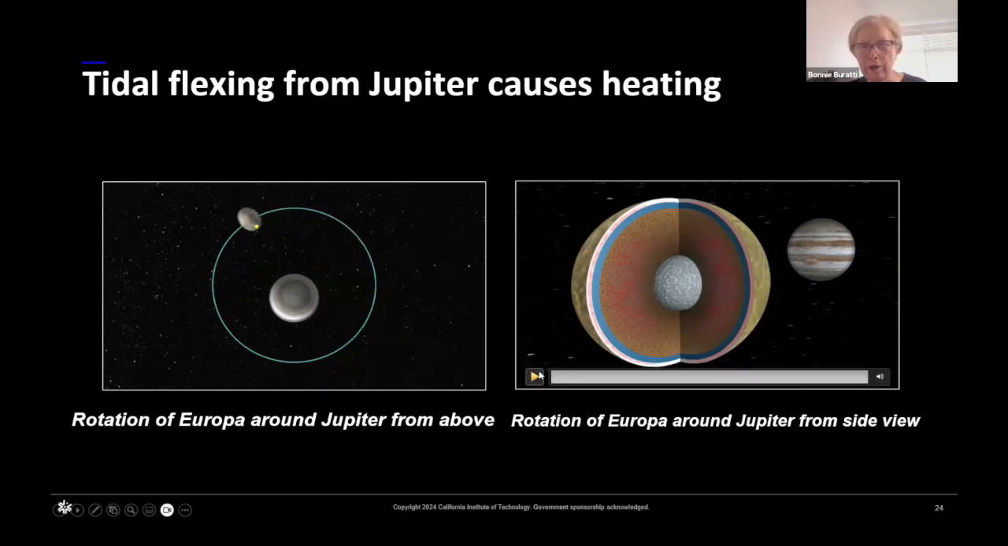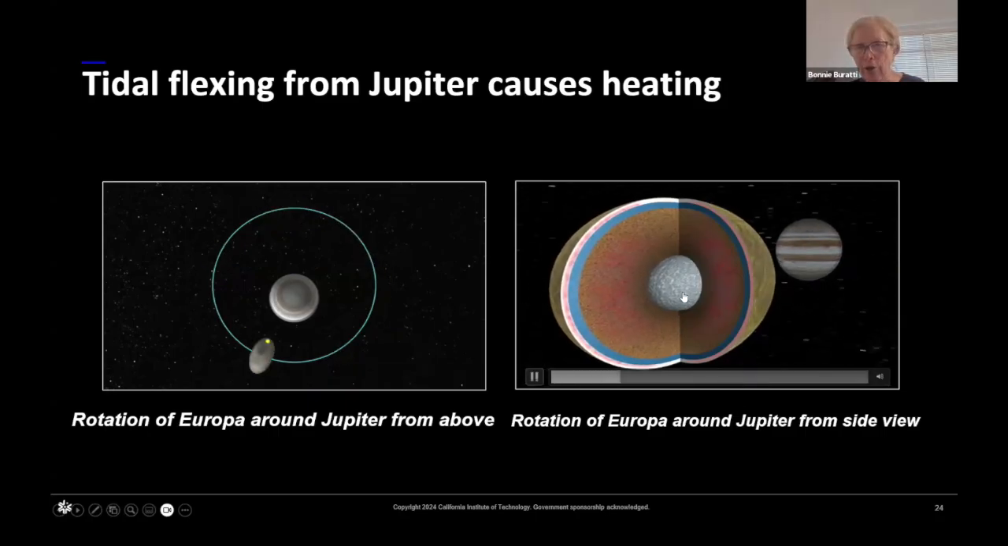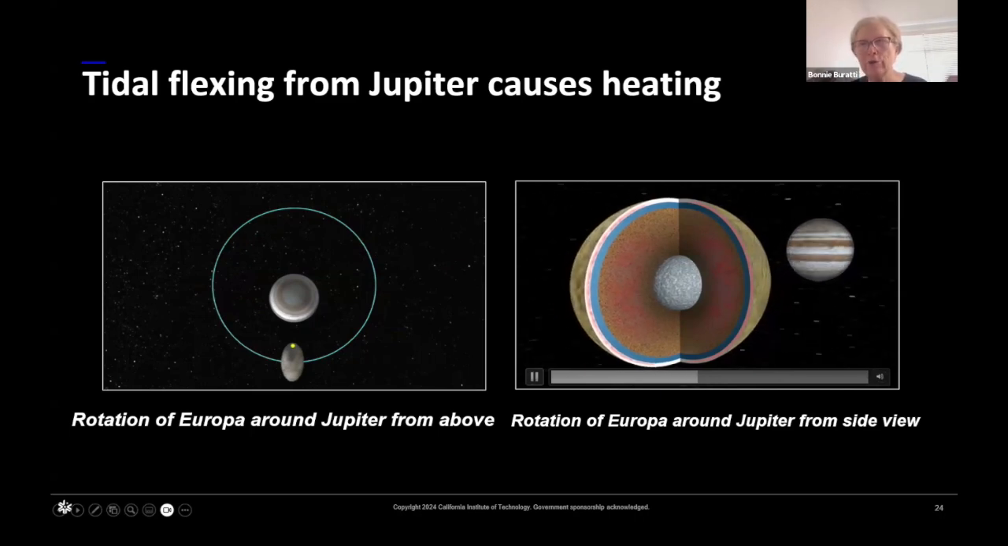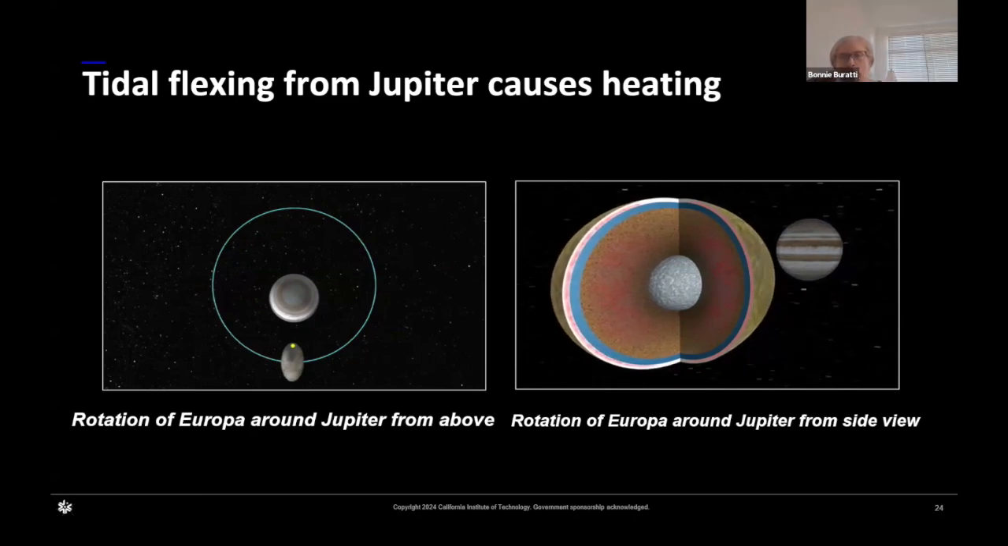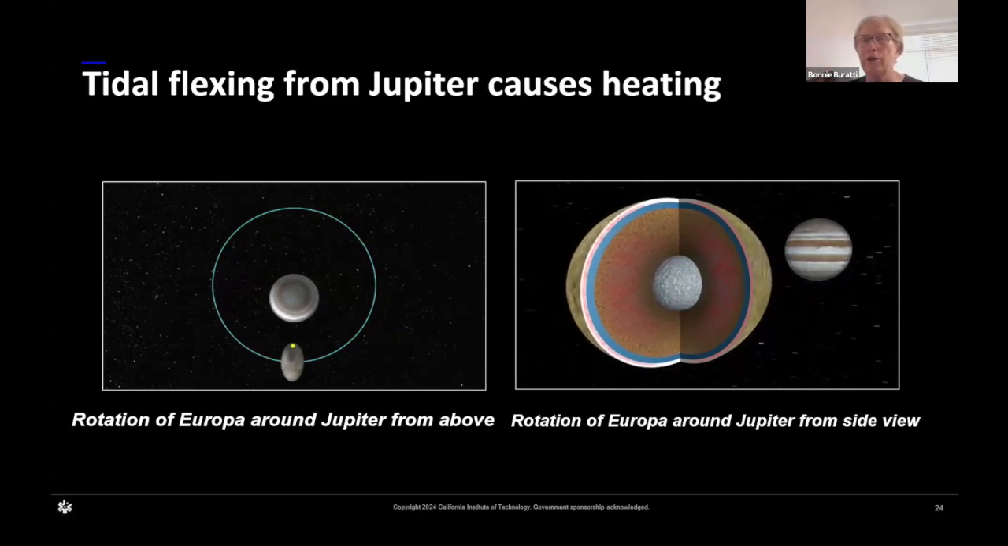So if you see this, it flexes in and out by the tidal forces. And of course, the tidal forces of Jupiter are huge. So it dissipates that mechanical energy as heat. Okay, so that's how we get the heat on Europa.